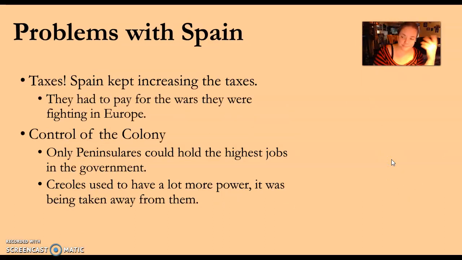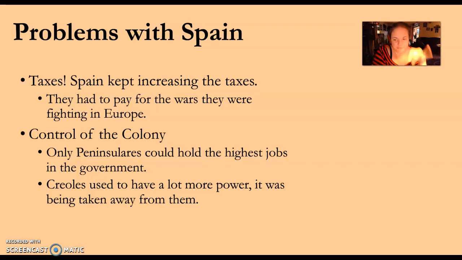Alright, other problems. Taxes. Spain sure did like wars and imperialism in this time period, and that is expensive. So Spain kept increasing the taxes, and they had to pay for these wars that they were fighting in Europe, and there are a lot. It's not specifically relevant which wars with who, but they were having a whole century of them.